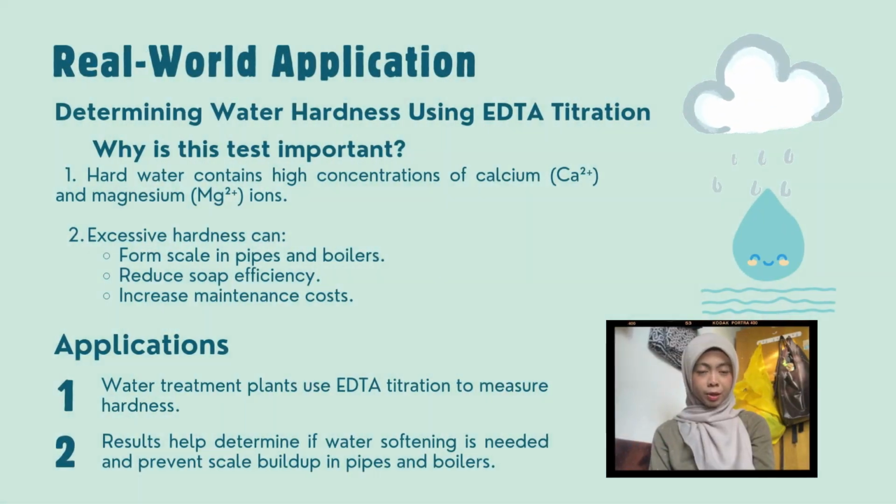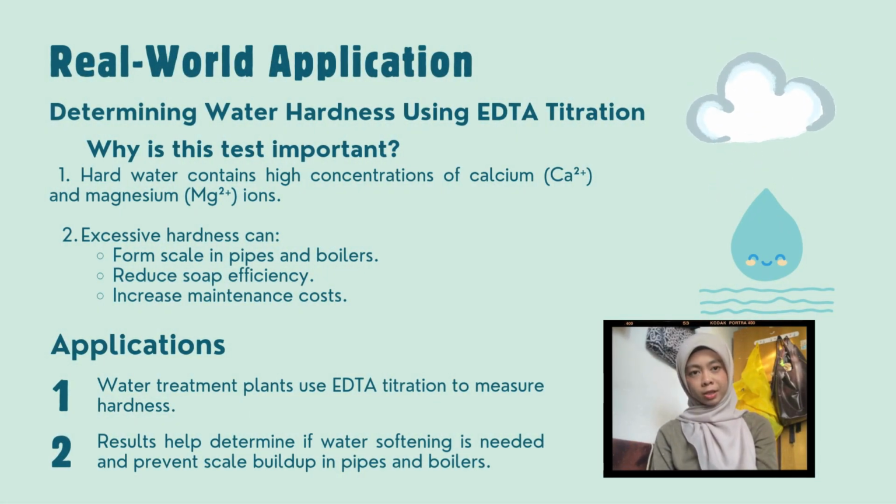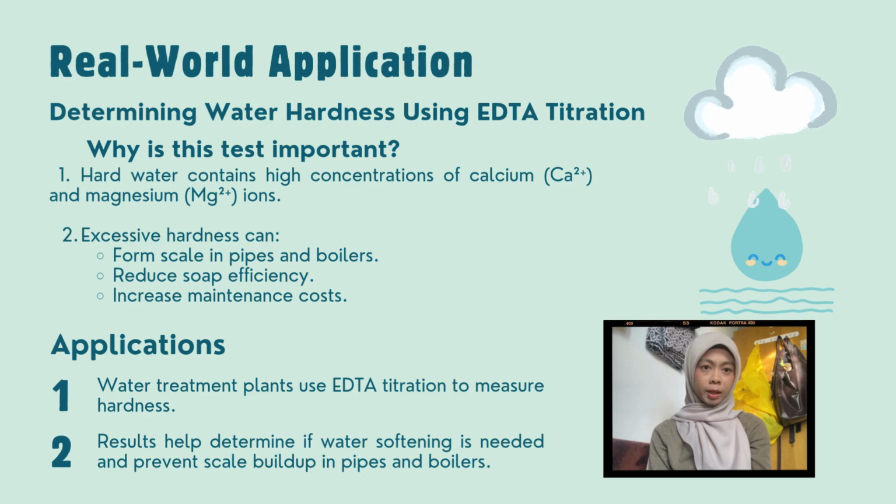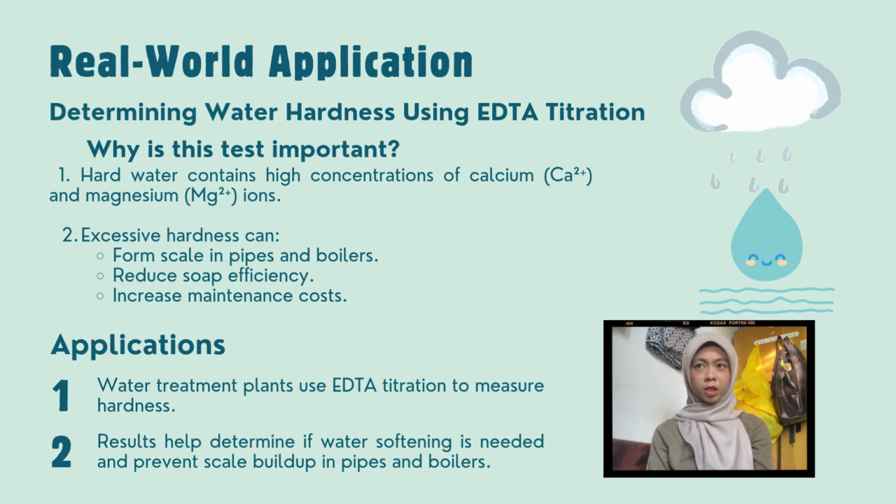I will explain a real-world application of volumetric analysis in water treatment. One common application is determining water hardness using EDTA titration. EDTA is a chemical that strongly binds to metal ions, especially calcium ions and magnesium ions. Hard water contains calcium and magnesium ions. If these ions are present in high concentrations, they can cause scale buildup in pipes and reduce the effectiveness of soap and detergents.